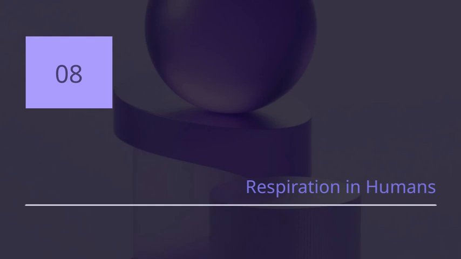Respiration in humans is a vital process that provides our bodies with the oxygen we need and helps get rid of carbon dioxide. It's an essential part of how our bodies produce energy. When we breathe in, air travels through our nose or mouth, down the trachea, and into our lungs. Inside the lungs, oxygen passes into the blood through tiny air sacs called alveoli.